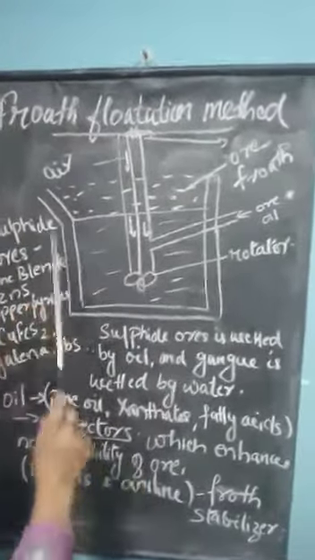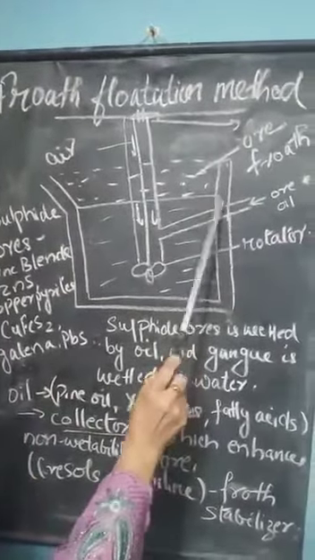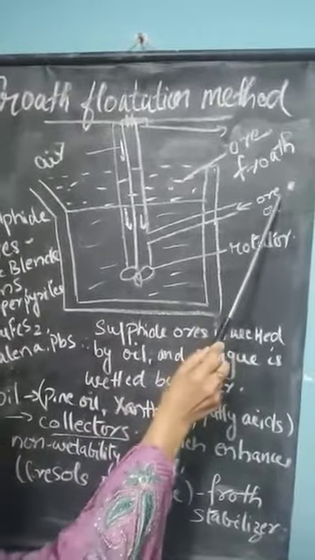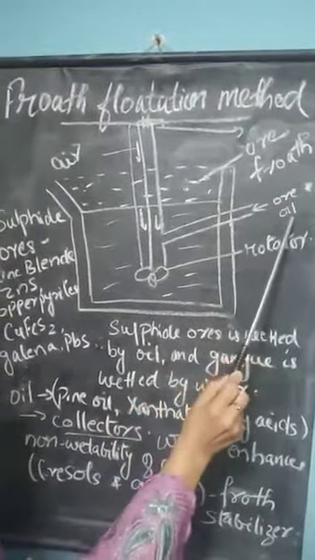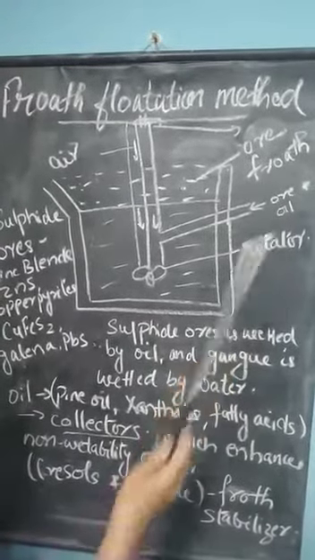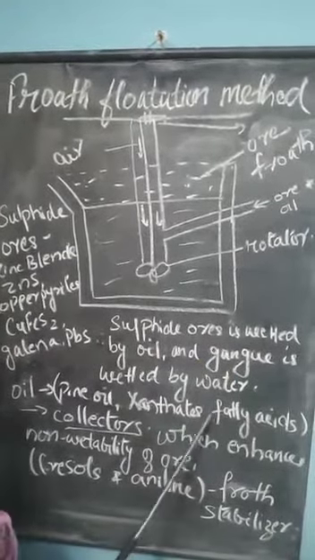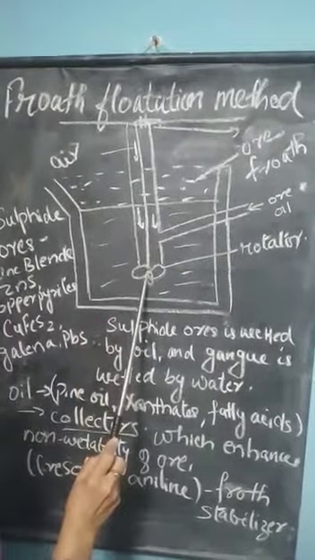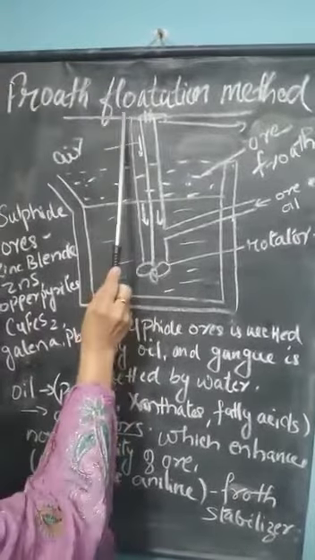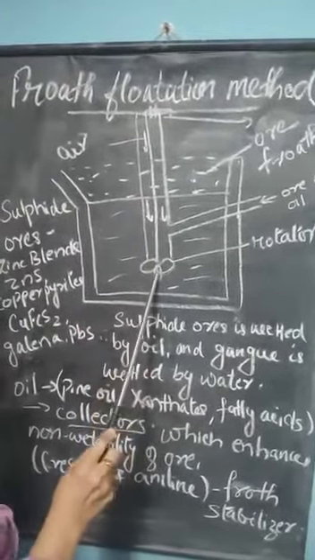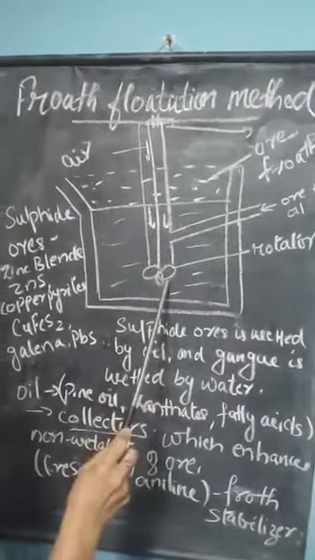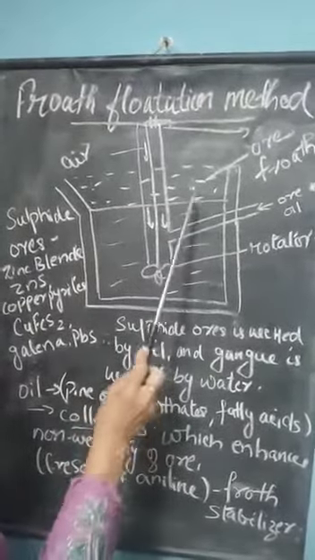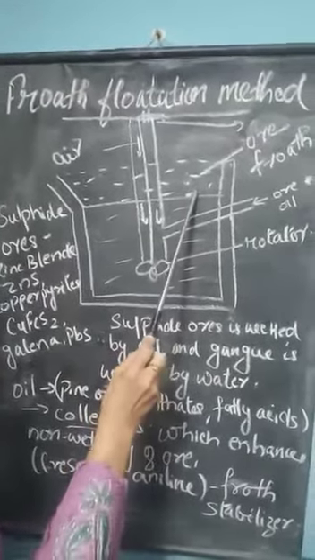In this method, what is there? One tank is taken. In this tank, there is water. From here, there is an inlet for ore and oil. Oil is also added. Generally, pine oil or xanthates, fatty acids are added to it. Now in the center there is a stirrer. This stirrer rotates along with the air coming in. When this stirrer is rotated very fast, then a froth is formed. Froth means jhag. That froth is formed of oil.